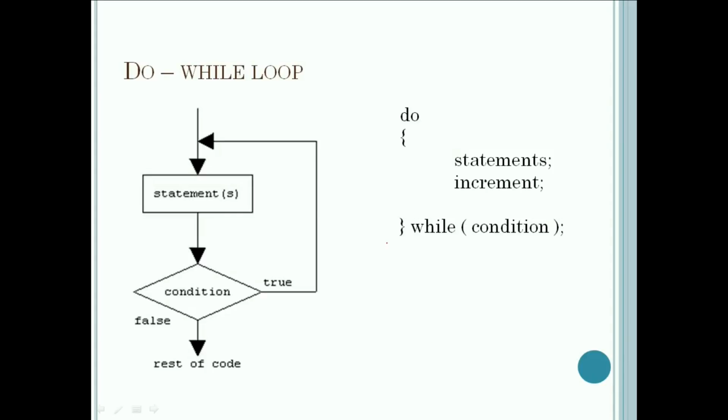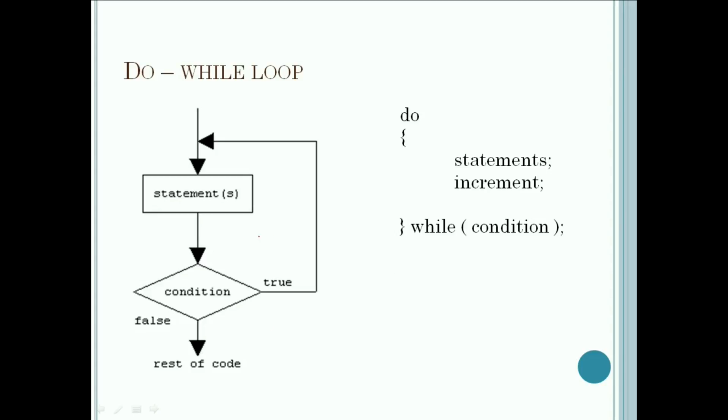Next is the do while loop. A do while loop is just like a while loop, except the test condition is checked at the end of the loop rather than the start. In the while loop, we have seen that we check the test condition at the start. Here the loop will execute at least once.